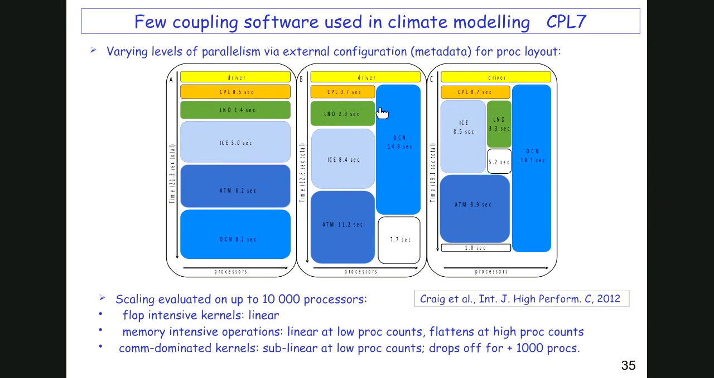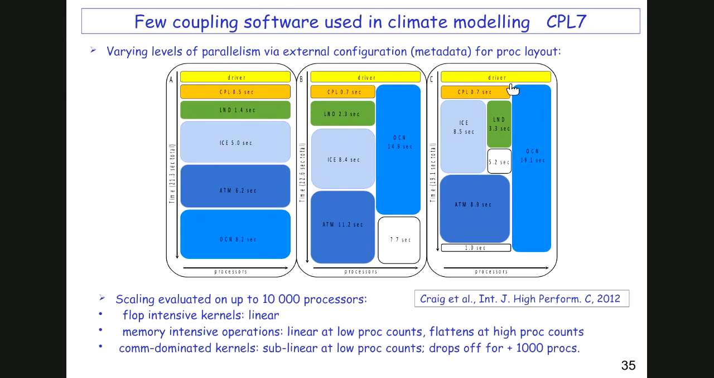But with the same CPL7 driver, you can decide to run your ocean concurrently, so at the same time as the other components, which are themselves running sequentially. And you will see here that if you decide to do this, the system is not perfectly load balanced, because you have here the ocean processes that are not used for, I think it's 1.9 seconds. And the total time is something like 22.6. So it's going a bit faster than the sequential layout, but it's wasting some resources.